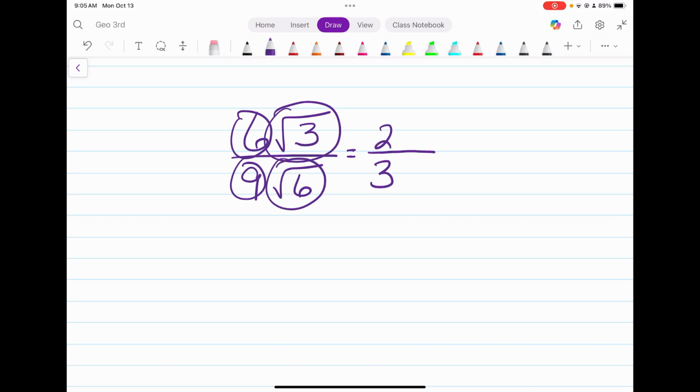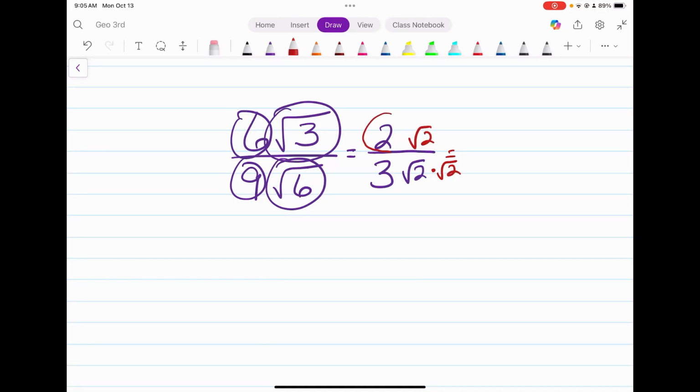Root 3 over root 6 is the square root of 1 over the square root of 2. Anytime you have the square root of 1, since we know that's simply 1, we don't have to put it. If we're left with a radical on bottom, this has to be cleaned up again by what we call rationalizing. We're going to multiply top and bottom by that square root.